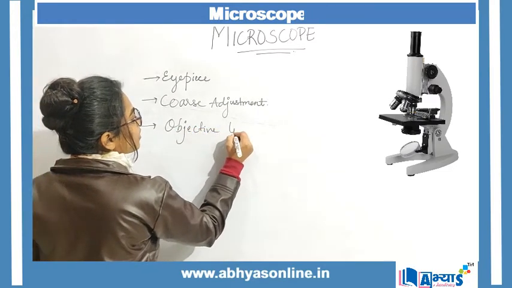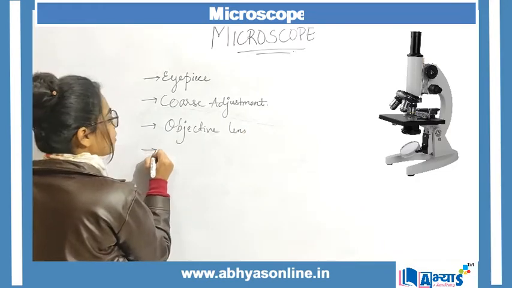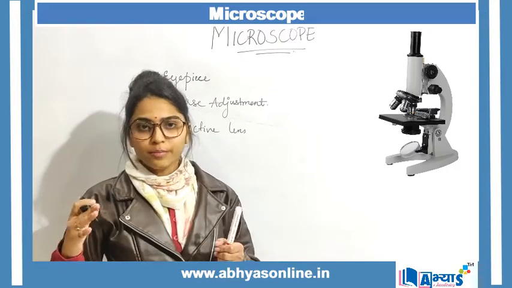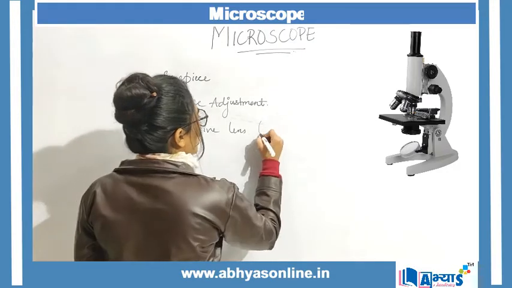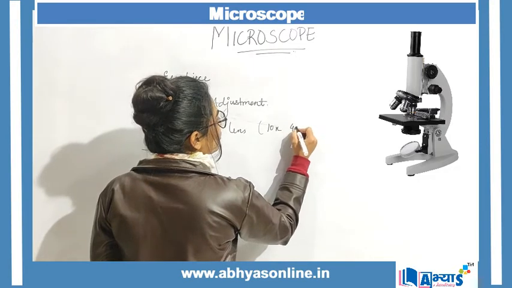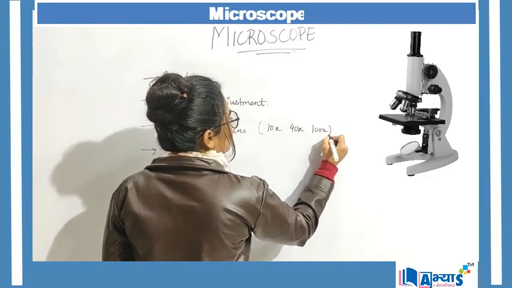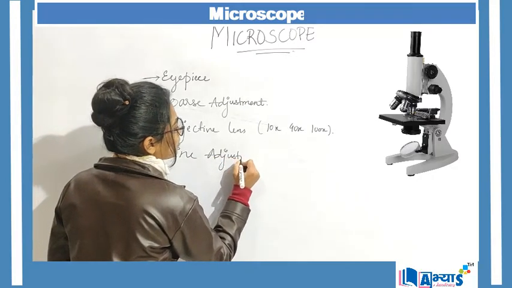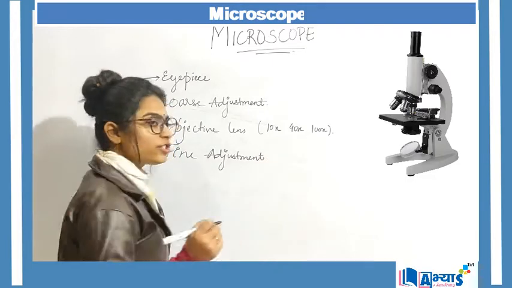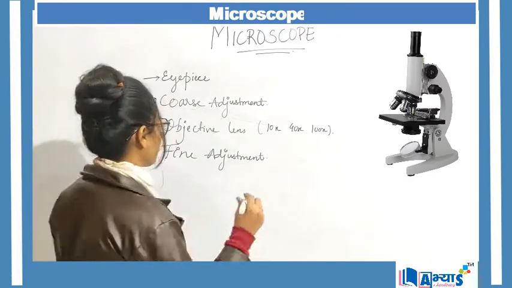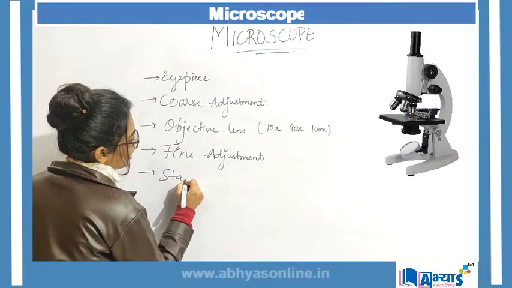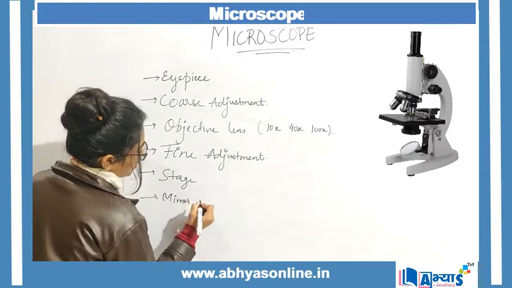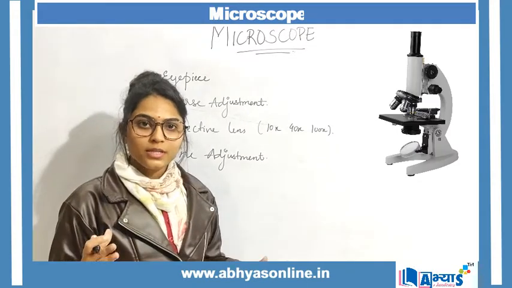Objective lens. The objective lens gives a highly magnified image with the help of different types of lenses. They are 10x, 40x, 100x. Fine adjustment helps in finding the image. And the next is stage and mirror. The stage is where the microscopic slide is placed.